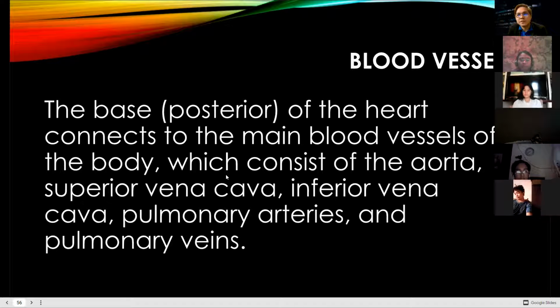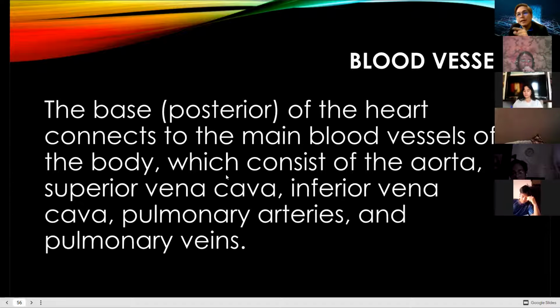For the semilunar valves, we have the pulmonary valve, which is in the center of the right ventricle and the pulmonary artery. And of course, the important one, the aortic valve, which is in the center of the left ventricle and the aorta, which is the largest artery in the body.